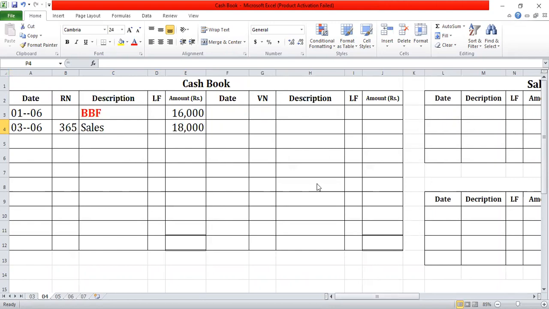Next one, it's a payment. Date is 4th of June. It's a payment. There is a voucher number 560. Description, purchases, amount 14,000.